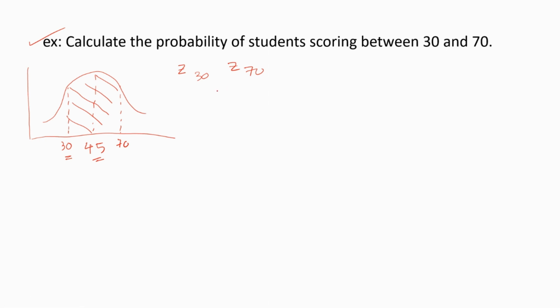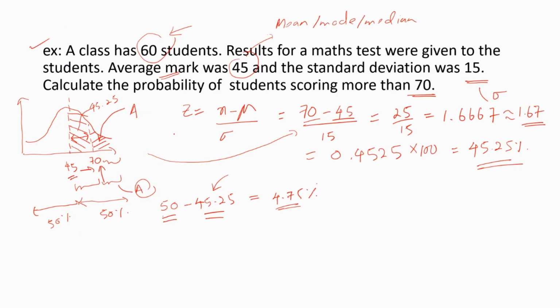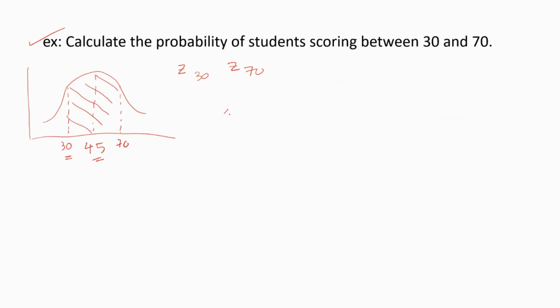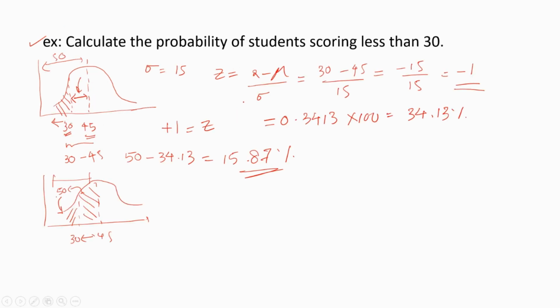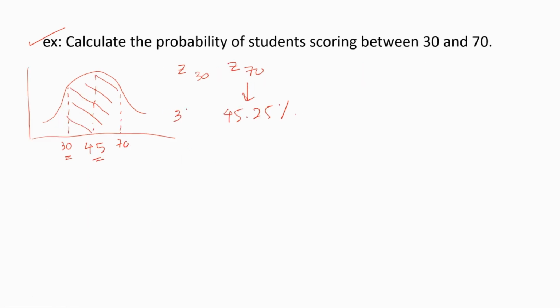Since we did this earlier, the probability for 70 is 45.25. This is for 70. For 30, 34.13. This is for 30. Now we know the probabilities. So what is 34.13? Which is this? This is 45. This is 30.